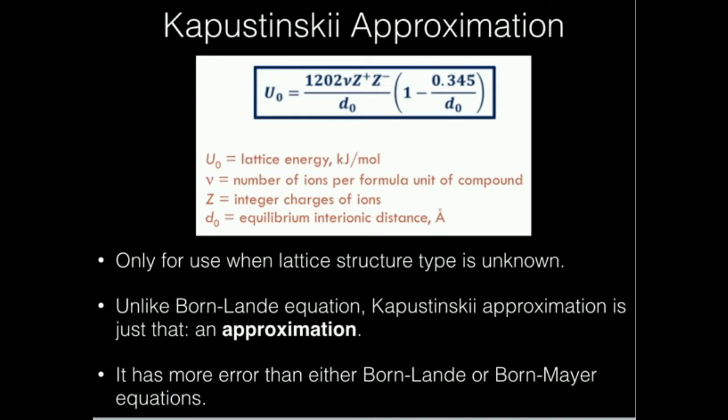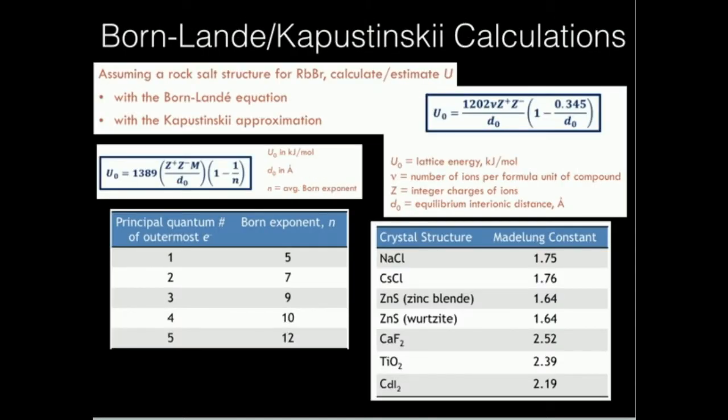Which makes this equation a little bit simpler to use because you don't have to determine a Madelung constant, you don't have to determine a Born exponent, but that makes this equation more error prone. And you only use this when the lattice structure type is unknown. But it's going to have more error generally than the Born-Lambda or Born-Meyer equations. But this is the equation that you'll use. All right, so we are going to ultimately look at a problem and see how you use the Kapustinski approximation. All right. So it's an approximation, that's all it is.